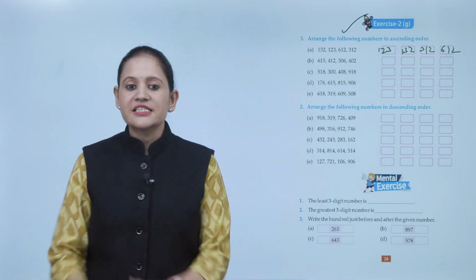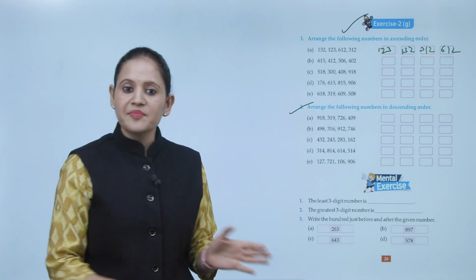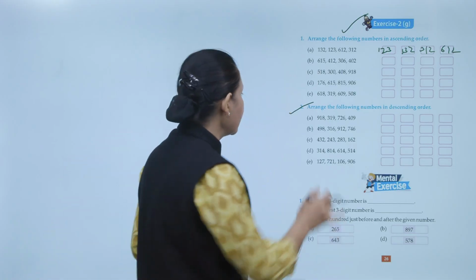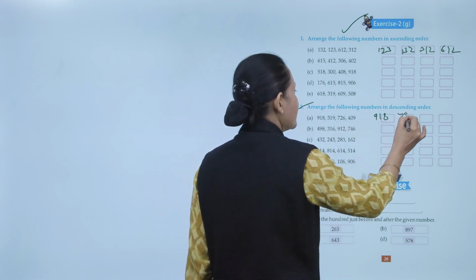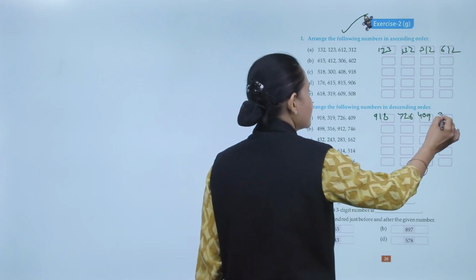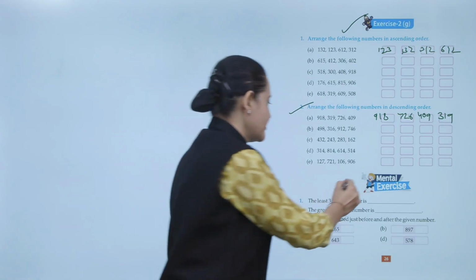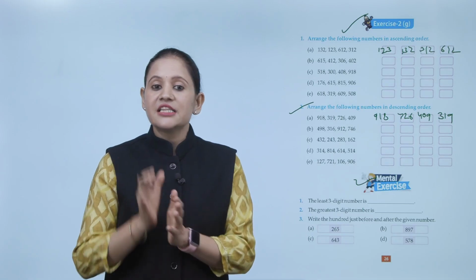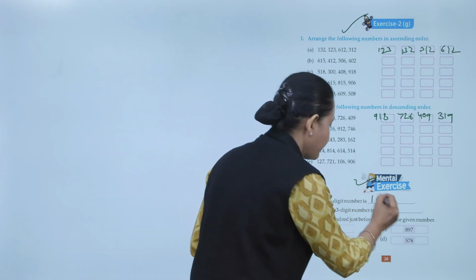Clear? Next, arrange the following numbers in descending order. Descending means घटते हुए क्रम में, means start from the greatest and move to the smallest. So among these the greatest is 918, then 726, then 409 and the smallest is 319. Clear? Next, mental exercises. The least 3-digit number is, 3 digit का जो सबसे छोटा नंबर है, that is 100.